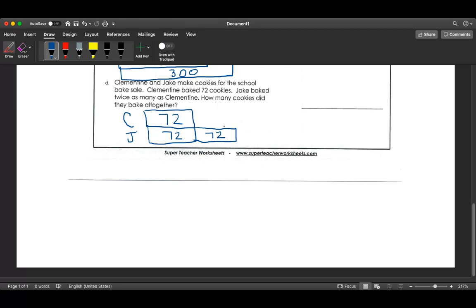And now, Jake and Clementine together, this part together will tell you the total that they baked in all. So this would be their total cookies. So you'll need to add Clementine's cookies with Jake's cookies to find out how many they baked all together. So write your equations and write your answer statements, and this should help you get your day 7 math work completed.